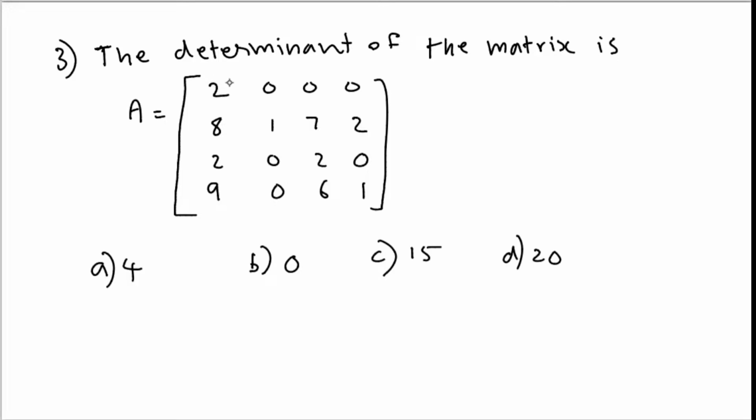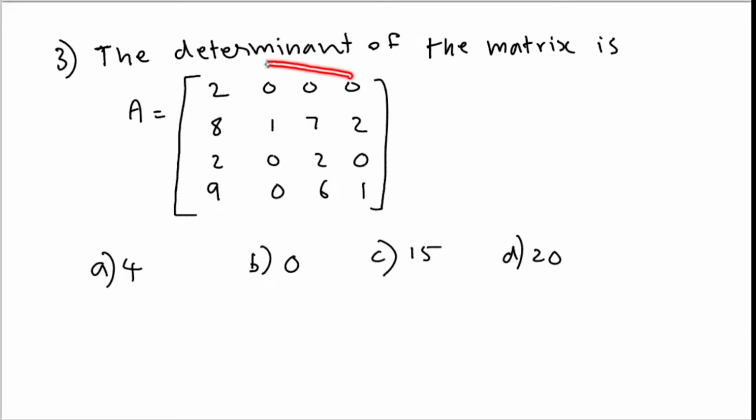We need to find the determinant of this matrix. This is a 4 by 4 matrix. Calculating a 4 by 4 matrix determinant is tedious, right? But here we have some features in this determinant, so it will make finding that determinant easy.